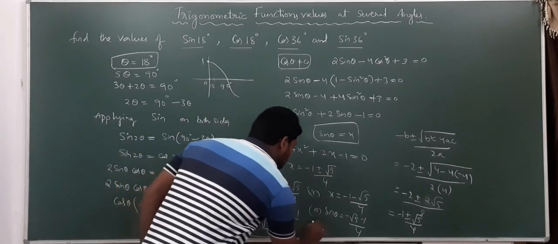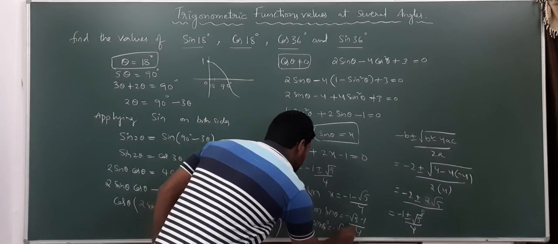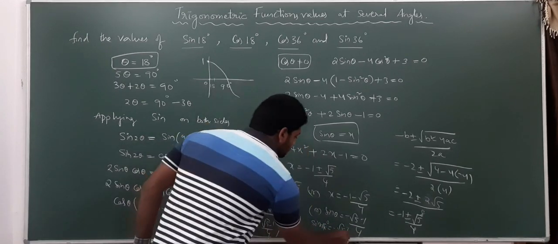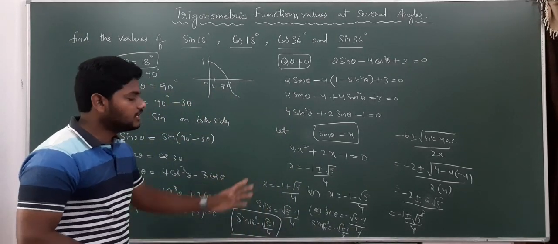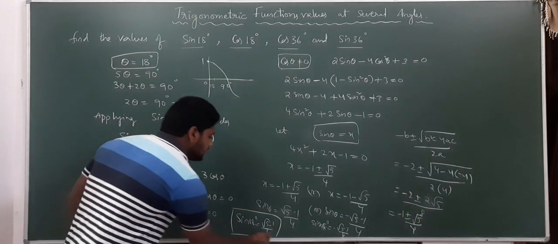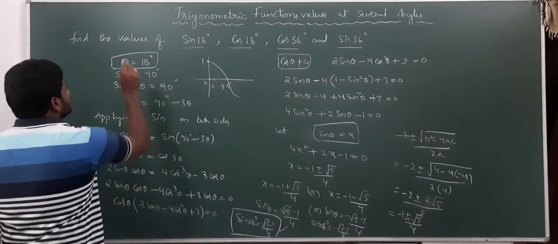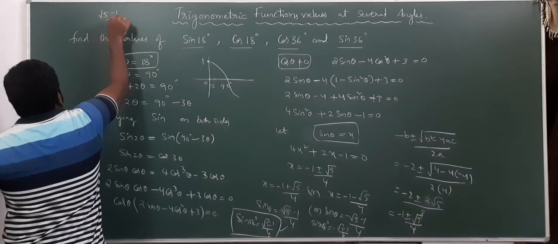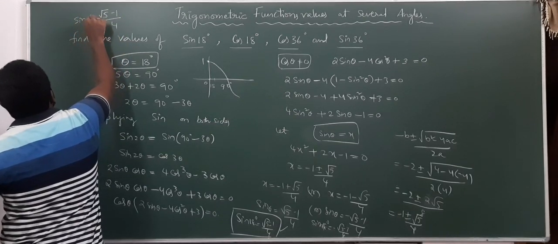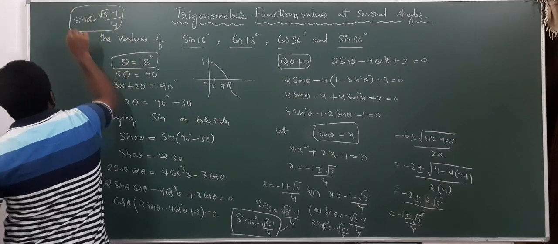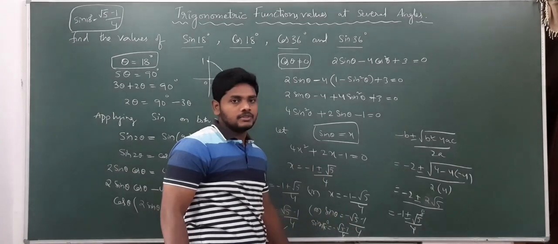Again here sin 18 is equal to minus (root 5 minus 1) by 4. Now from these 2 values, which value do we need to consider? We need to consider this value, which is sin 18 degrees is equal to (root 5 minus 1) by 4. So why should we not take the other value?